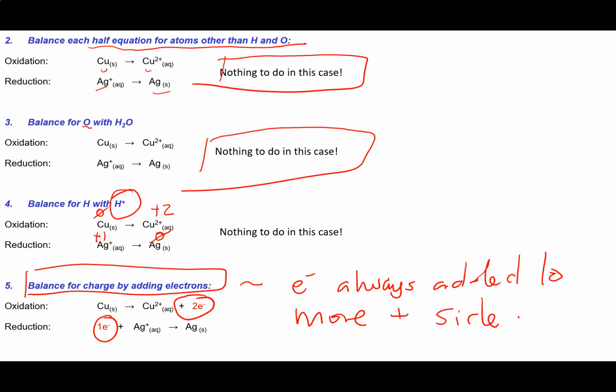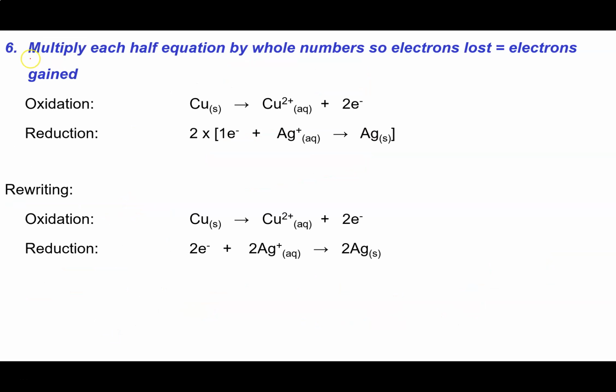Now, you can probably see that there's a little bit of difficulty here. The reduction is consuming 1 electron, but the oxidation is producing 2 electrons. So the number of electrons that is being lost is not equal to the number of electrons that is being gained. So what we have to do now is multiply one or both of the half equations by whole numbers so that the electrons lost equals the electrons gained. And what we saw was 2 electrons were being lost, but only 1 electron was being gained. So I need to multiply my reduction, the whole thing, by 2. So you can see that I've done that here.